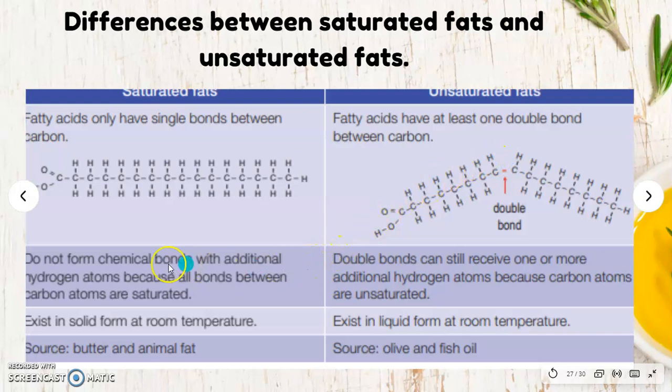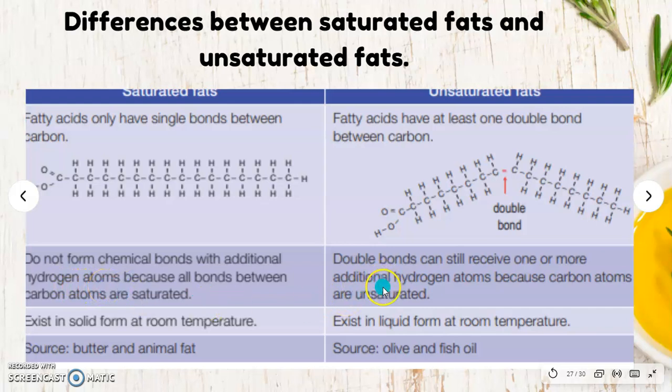Okay, second difference. Saturated fats do not form chemical bonds with additional hydrogen atoms because all bonds between the carbon atoms are saturated. As you can see in the diagram here, no additional hydrogen can be added because the carbon here is already full with bonds with the hydrogen. So they do not form chemical bonds with additional hydrogen atoms.